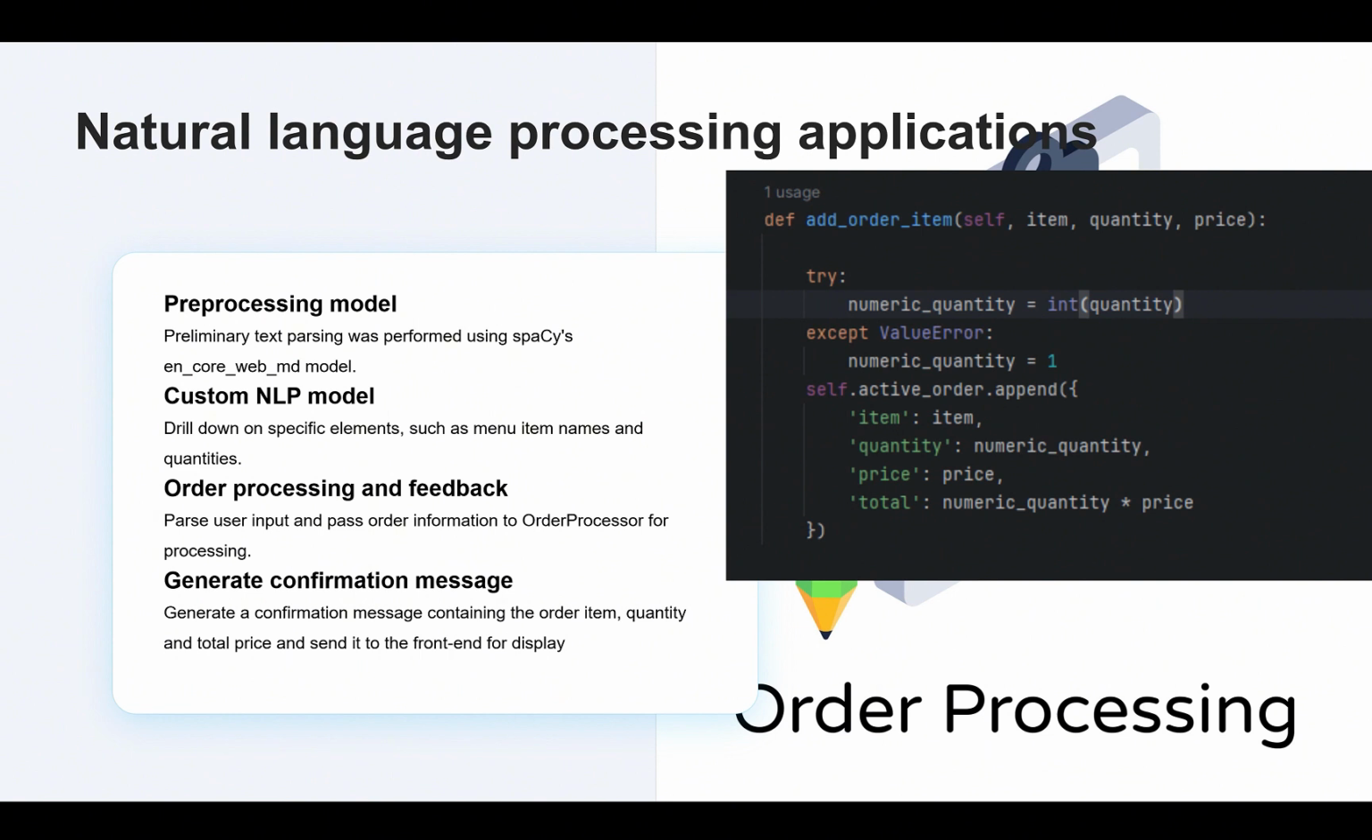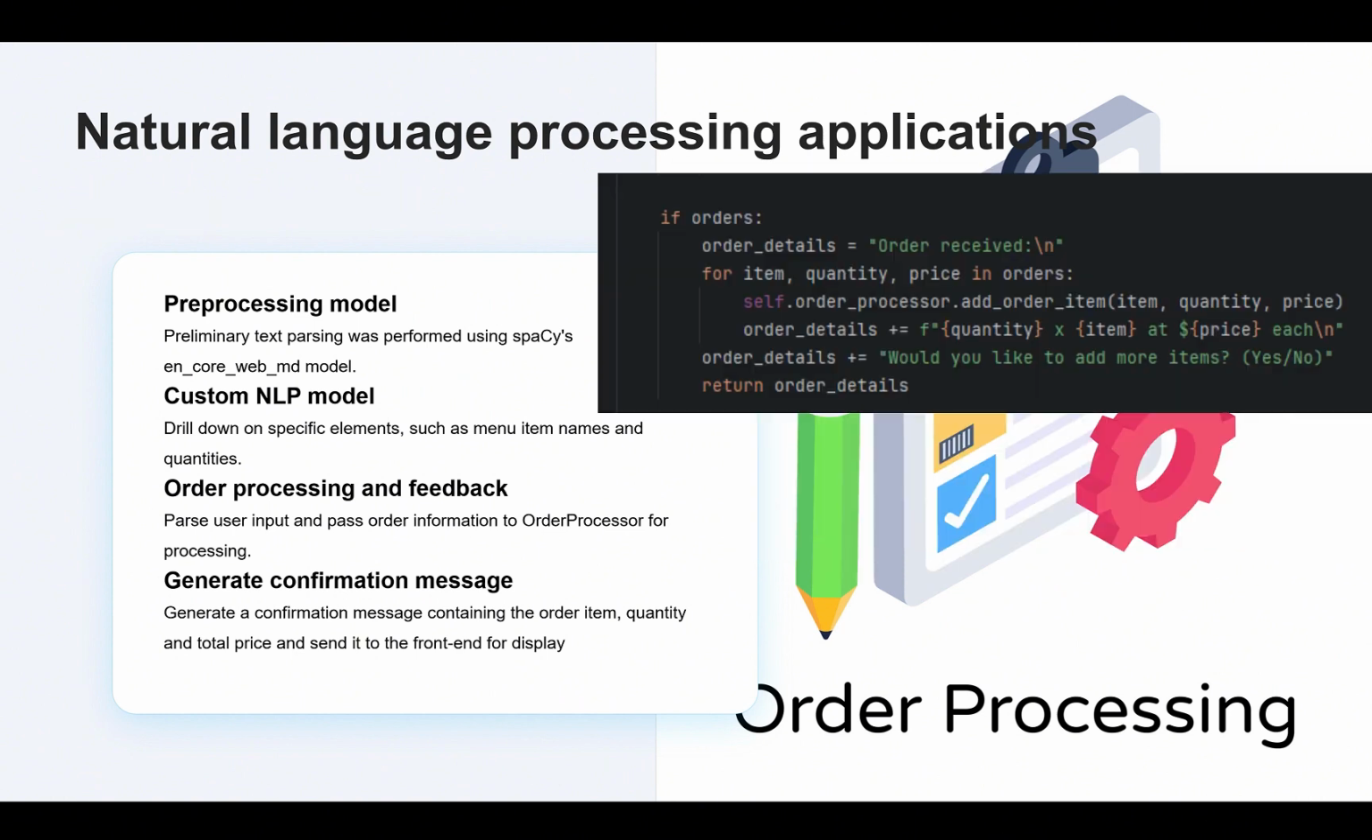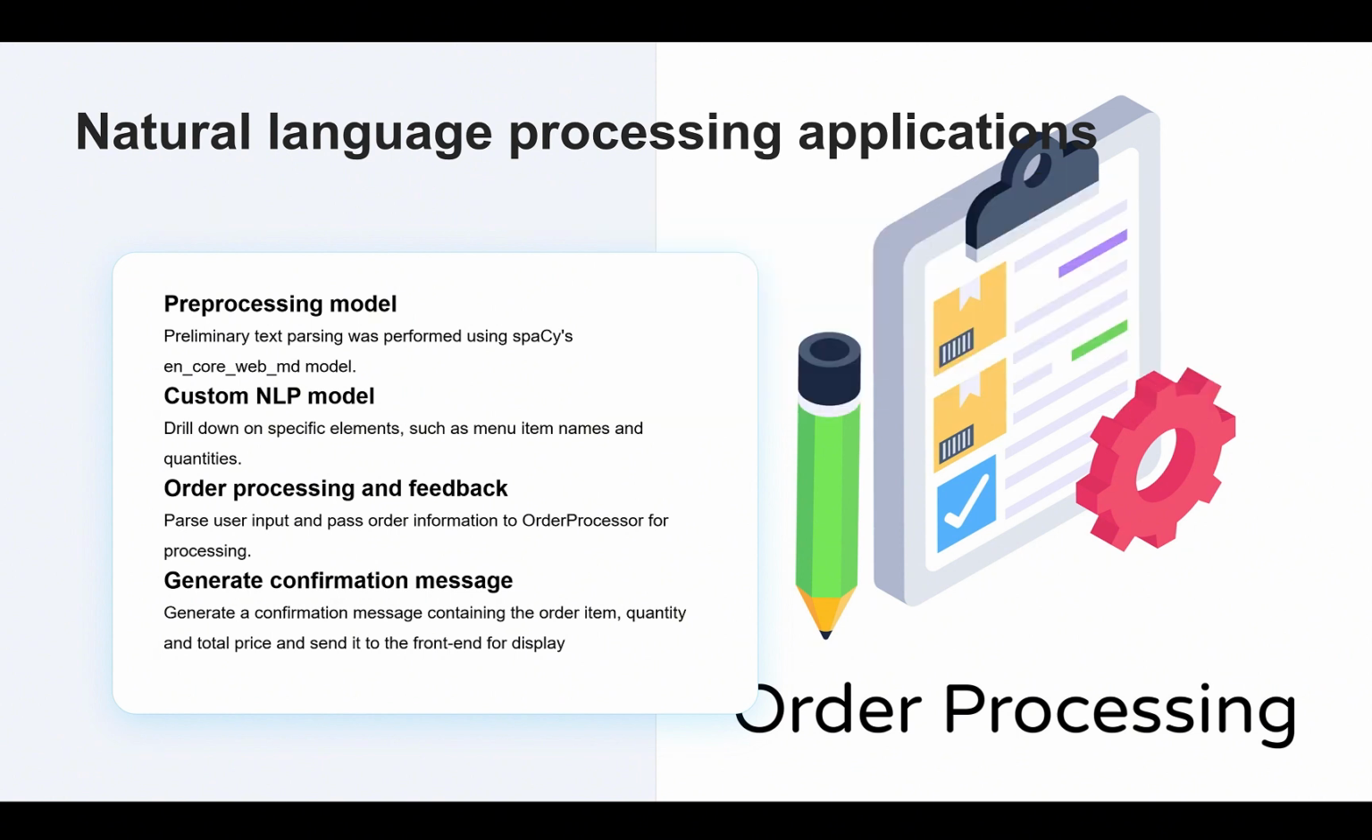Next, the chatbot further analyzes this information using a custom NLP model specifically targeting specific elements in the order context, such as menu item names and quantity. This step ensures the accurate parsing of user input, order processing, and dynamic feedback.